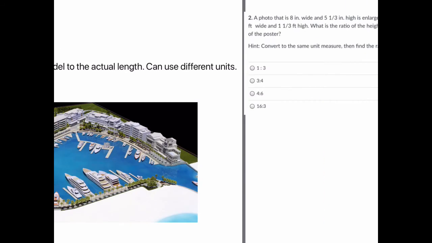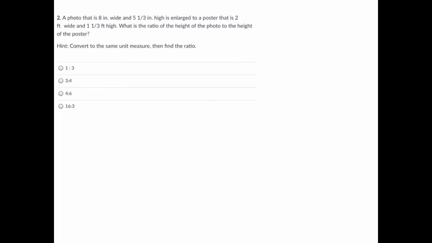This problem comes from your practice. It says a photo that is 8 inches wide and 5 1/3 inches high is enlarged to a poster that is 2 feet wide and 1 1/3 feet high. What is the ratio of the height of the photo to the height of the poster? So we make a ratio, which is just a fraction. We put the height of the photo on the top, which is 5 1/3, over the height of the poster on the bottom, which is 1 1/3.